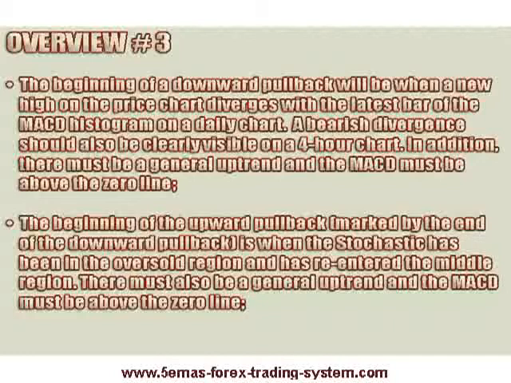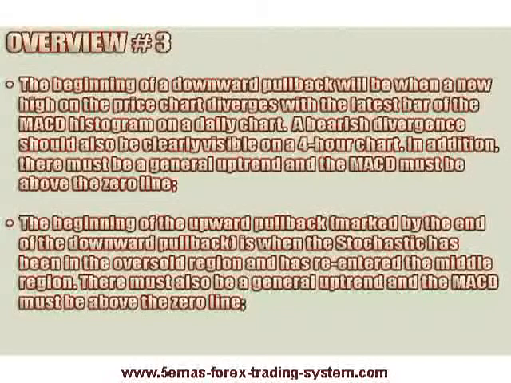The start of a downward pullback will be when a new high on the daily price chart diverges with the latest bar of the MACD histogram. For confirmation, a bearish divergence should also be clearly visible on a 4-hour chart. In addition, there must be a general uptrend and the MACD must be above the 0 line.